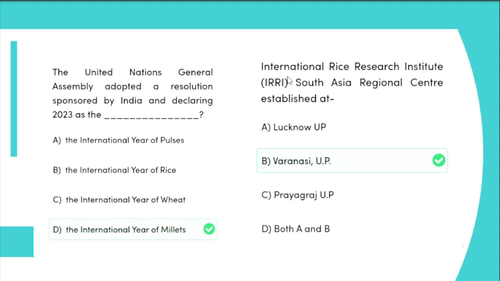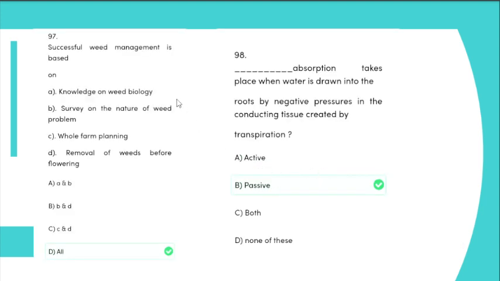Next question, International Rice Research Institute South Asia Regional Center established at Varanasi, UP. Next question, successful weed management is based on. So here all the options are correct, that is knowledge of weed biology is required, survey on the nature of weed problem, whole farm planning, removal of weeds before flowering.